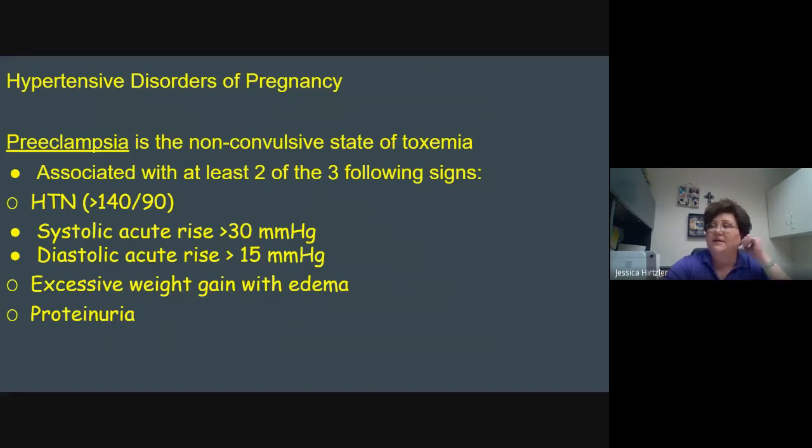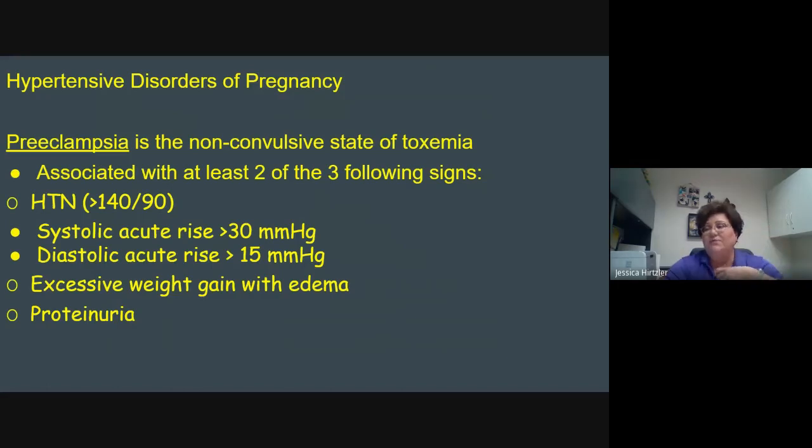Hypertensive disorders of pregnancy. We have preeclampsia, which is the non-convulsive state of toxemia. Preeclampsia was known at one time as toxemia, and some people may still refer to it as such. This is a progressive disorder that is usually characterized as mild or severe. Proteins can spill into the urine, and your patient may complain of headache, epigastric pain, or visual disturbances. Her blood pressure can be high, and the systolic reading usually rises 30 millimeters of mercury above what is normal for mom.